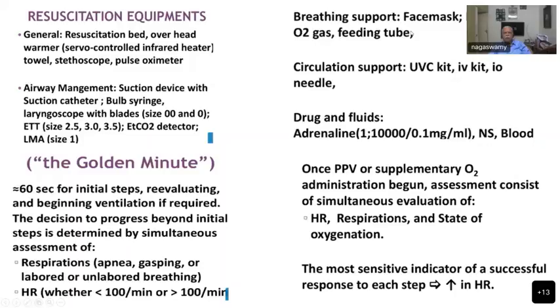And then breathing support: either a face mask, positive pressure device, oxygen, gas, feeding tube. Circulation support: you have to have umbilical vein catheter and other IV cannulae, and drugs and fluids, adrenaline, normal saline, blood. These are all the things that we require. These should all be checked and kept ready in case you anticipate that the baby born may require resuscitation. So all the neonatal resuscitation equipment should be kept ready before you deliver a child where you may anticipate resuscitation.